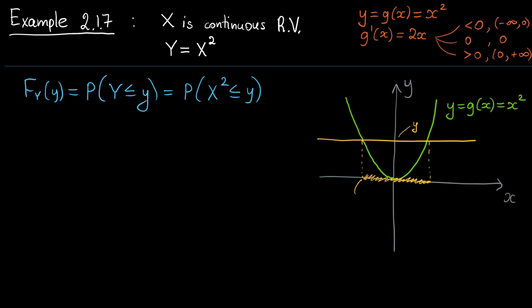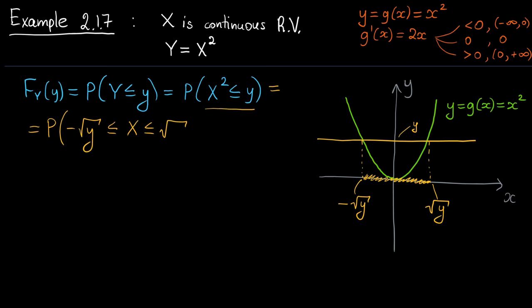And what is this value over here? That has to be minus square root of y. And what is this value over here? This is square root of y. So then the event x squared is less than or equal to lowercase y is exactly the same event as that of x being between minus square root of y and square root of y.